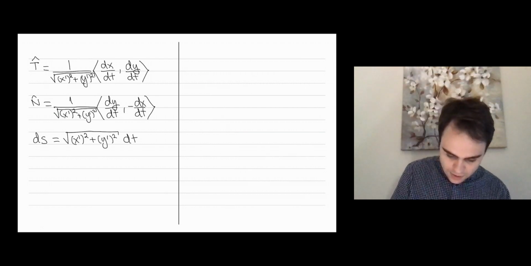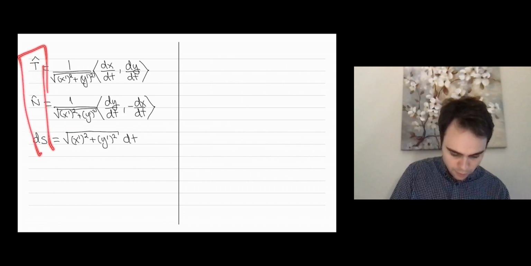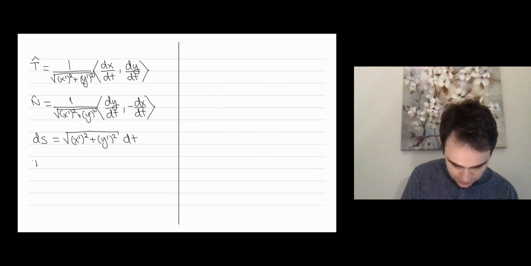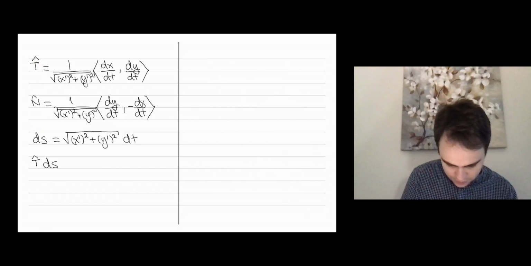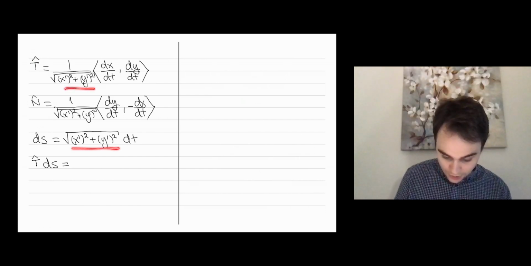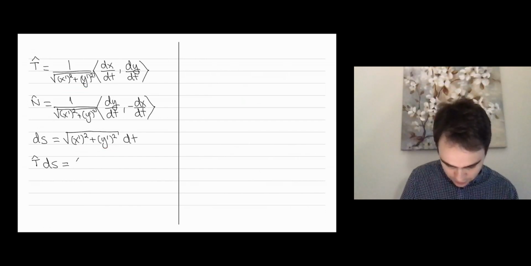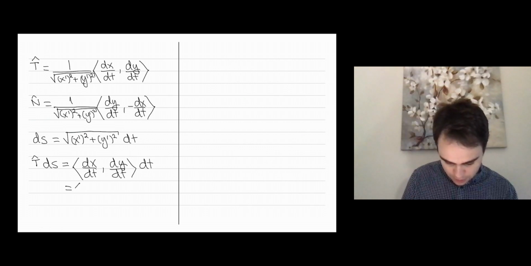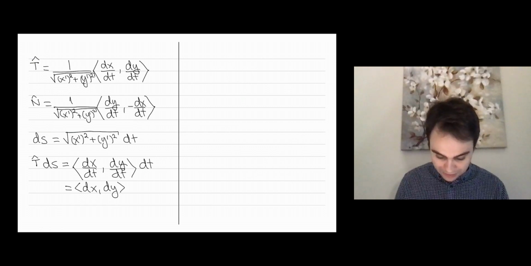And the way these things will appear in the integrals I'm about to write down is they'll appear in certain combinations. So we'll see t times ds a lot. When I multiply t times ds, I'm just left with the velocity of the parametrization times dt. This is the same as this vector of infinitesimals, dx and dy.